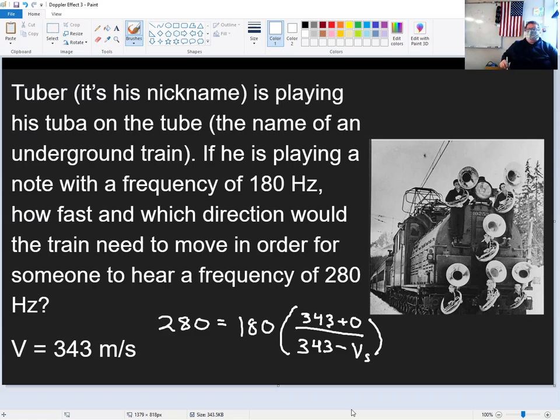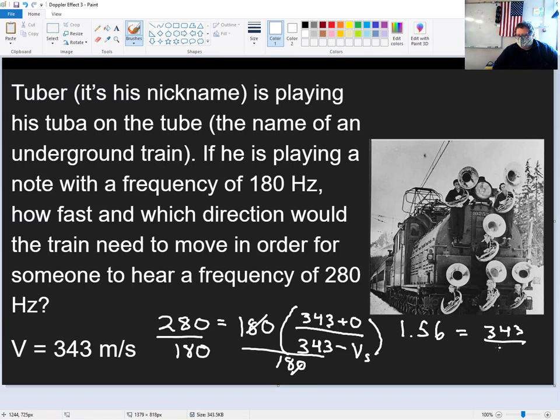So I've got everything set up. Now I'm just going to use algebra to get this thing by itself. I would divide both sides by 180 first. So on this side, 280 divided by 180, I get 1.5 repeating. Let's just call it 1.56. Equals, on this side, the 180s cancel. So now it's just 343 over 343 minus Vs.